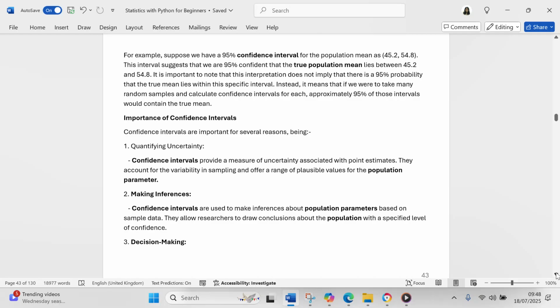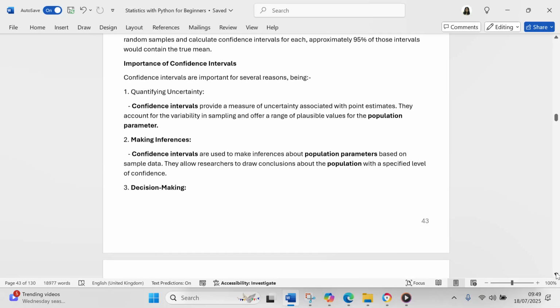It is important to note that this interpretation does not imply that there is a 95% probability that the true mean lies within the specified interval. Instead, it means that if we were to take many random samples and calculate confidence intervals for each, approximately 95% of those intervals would contain the true mean.